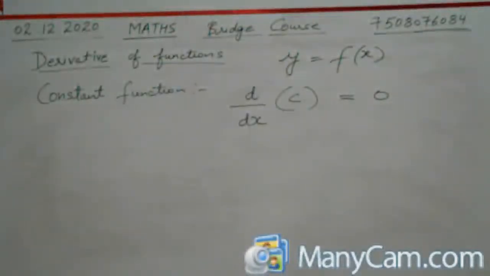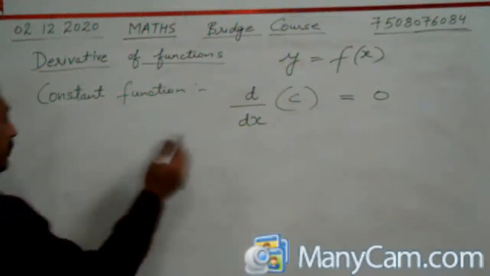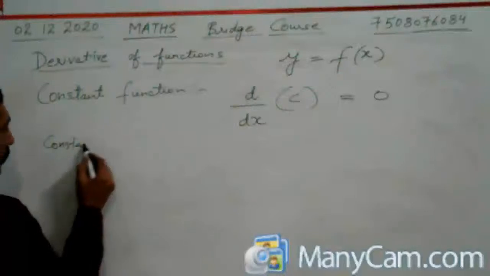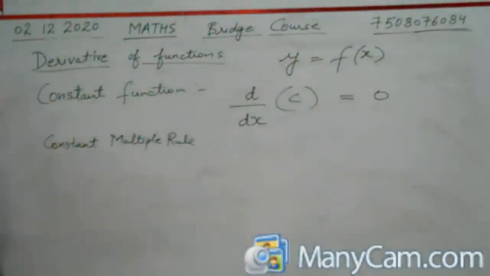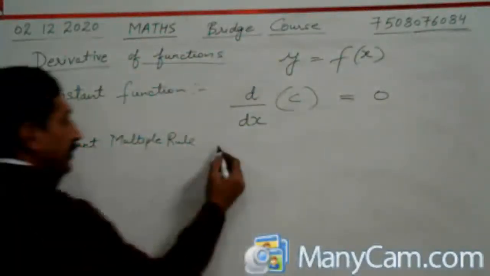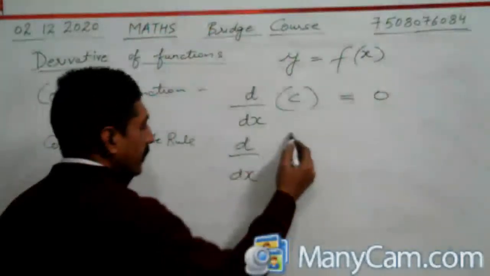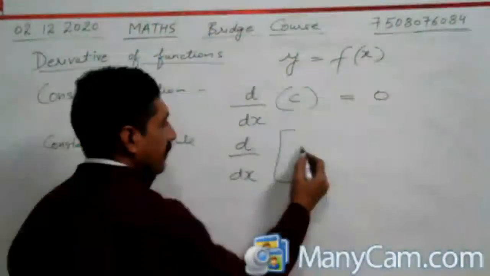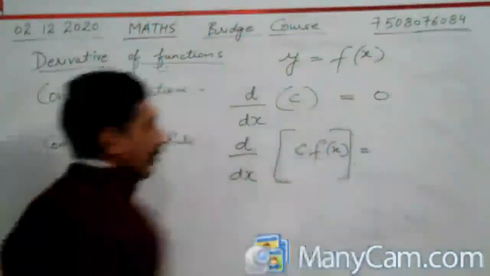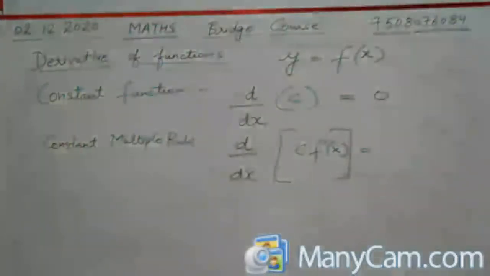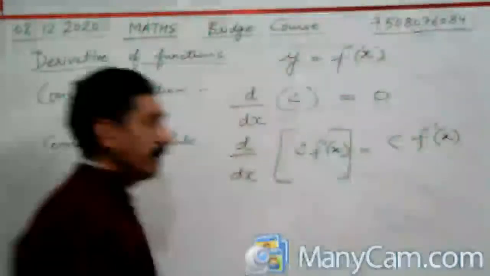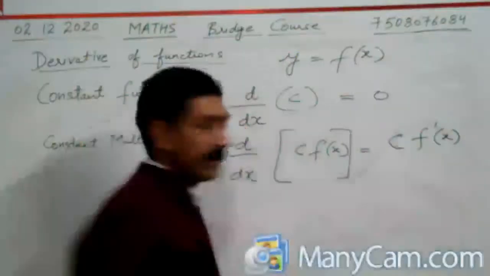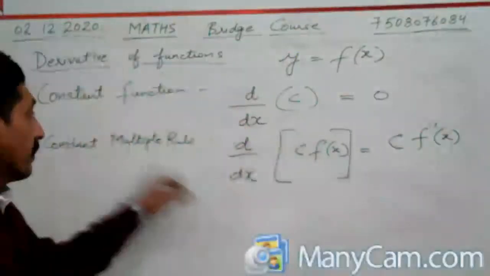Then we have the constant multiple rule, that if we have a function, the derivative of it, the constant term will come first, and f dash, the derivative of the function, remains the same, right? So this is the constant multiple rule.